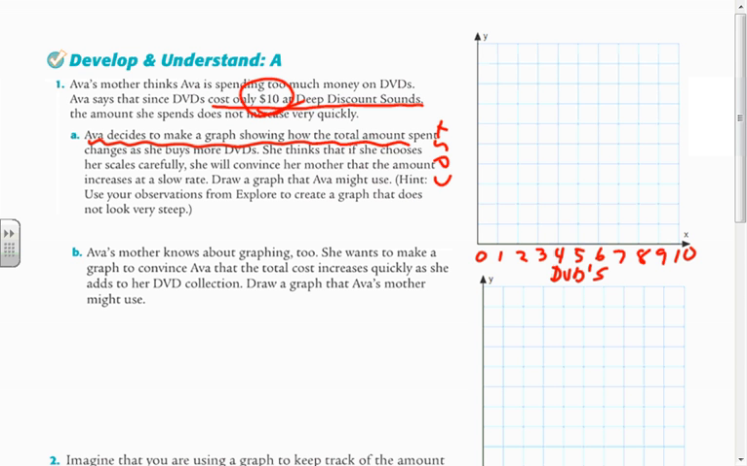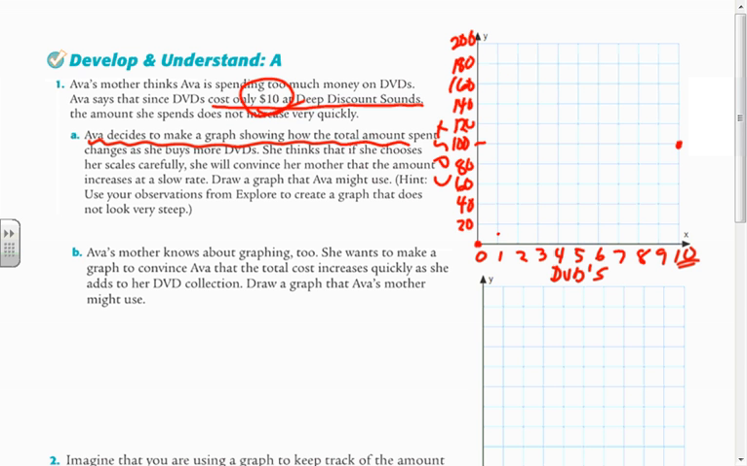Well, we know that we'd have a point at 0, 0, because 0 DVDs cost 0. This is a direct variation. But if you buy 10 DVDs, that'd be $100. What if I had my $100 right there? So I'm going to choose a scale that'll allow me to get to 100 quicker. And that scale would be 20. I'll keep this going to give the effect that the line's fairly flat, which means she's really not spending money all that quickly.